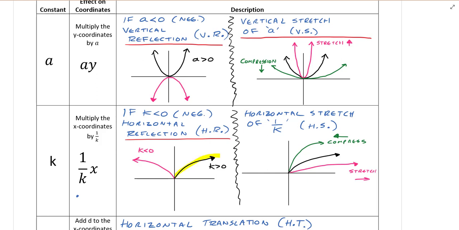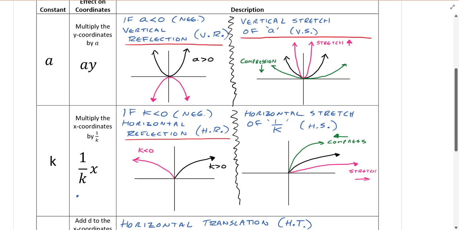If this is my original function here, when I multiply it by a negative, it flips it, right? The x coordinates that were positive now become negative. It causes a horizontal reflection. We use HR for short for that. And it can also stretch it. So if this is my original, it can pull it this way, make it longer, or it could compress it, right, by pushing it in this way.